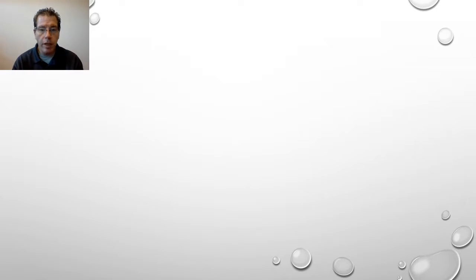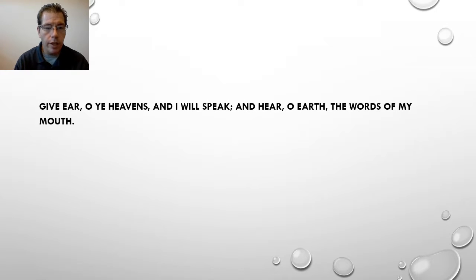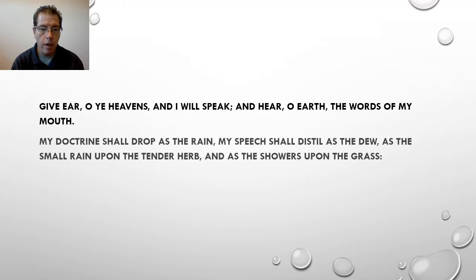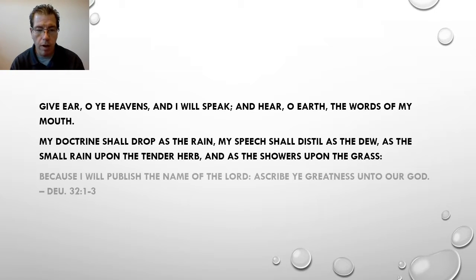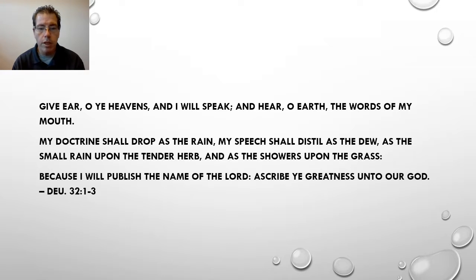So let's go to Deuteronomy to see what else it says. Give ear, O ye heavens, and I will speak, and hear, O earth, the words of my mouth. My doctrine shall drop as the rain, my speech shall distill as the dew, as the small rain upon the tender herb, and as the showers upon the grass. Because I will publish the name of the Lord. Ascribe ye greatness unto our God. That's Deuteronomy 32:1 through 3. His doctrine shall drop as the rain. His speech shall distill as the dew. Again, it's the example of the rain.